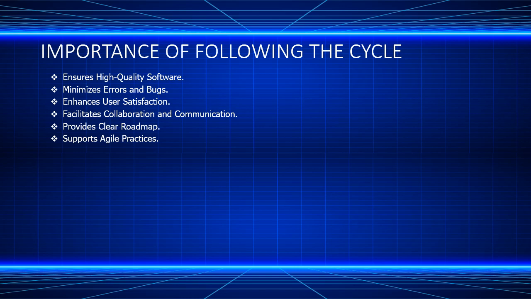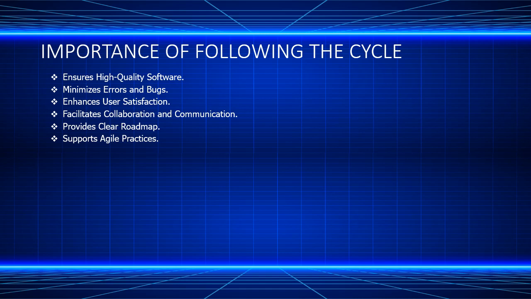Facilitates collaboration and communication. The cycle fosters a culture of collaboration and open communication among team members, stakeholders, and end users, ensuring a shared understanding of project goals, requirements, and progress, thus fostering synergy and cohesion. Provides a clear roadmap. By breaking down the development process into distinct phases, the cycle offers a clear roadmap for project planning, execution, and management, empowering teams to stay organized, focused, and aligned towards achieving project objectives.